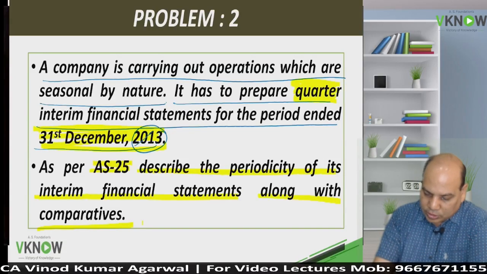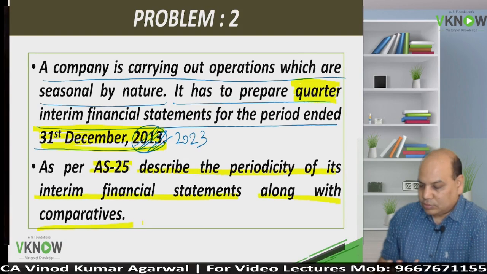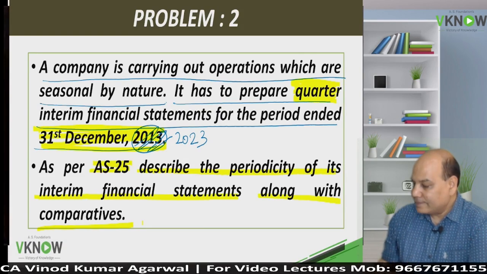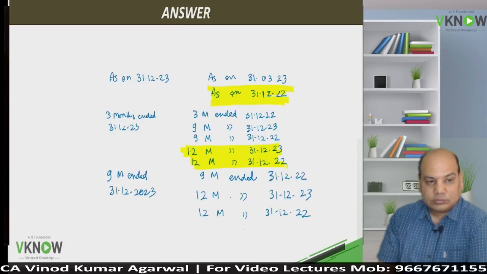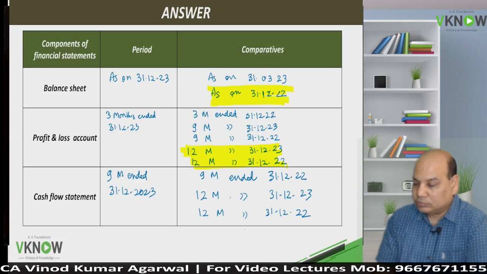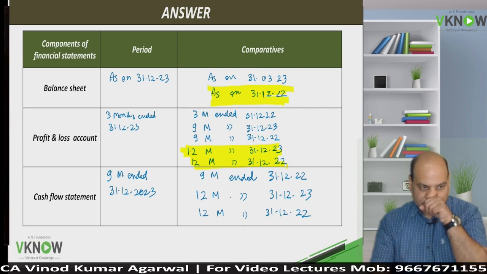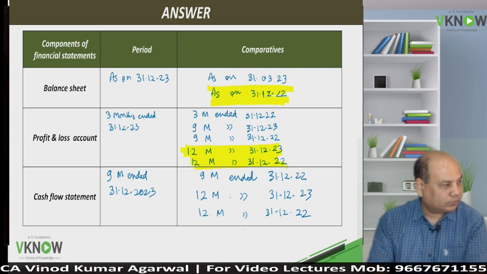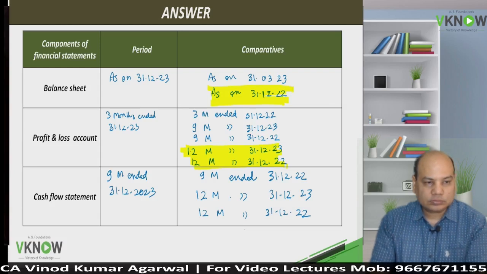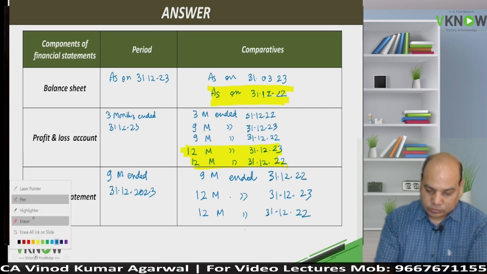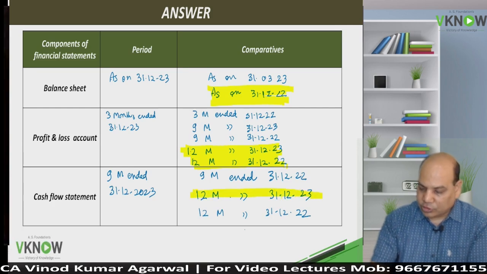Only one small change you do in the question. It is written 2013. You please make it 2023 so that it will match with the answer. This is the answer. Note down the answer. The highlighted ones are for seasonal business.